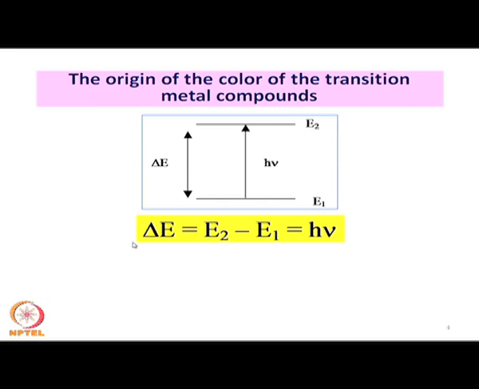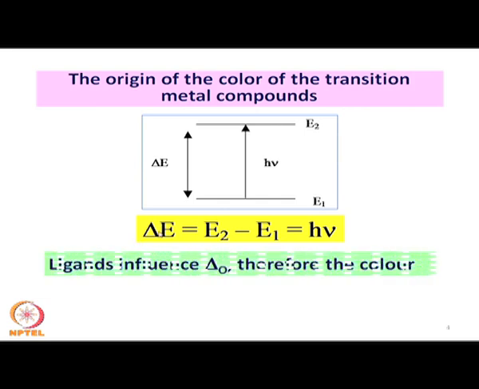So, we have the delta E values, which is the difference between these 2 levels, and now we will bring in the idea about coordination. We have already seen the CFSE calculation and the crystal field splitting, that the ligands can influence the delta O values, and therefore it can also change the color. So, if we have one particular magnitude of delta O, we will have a particular color for a specific metal ion in a particular oxidation state.